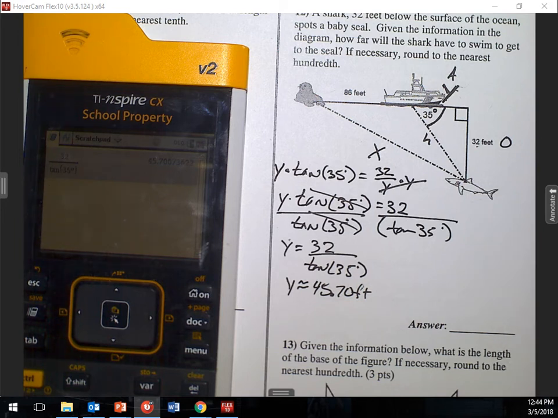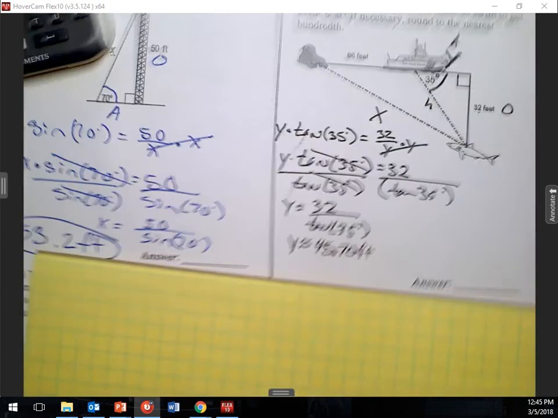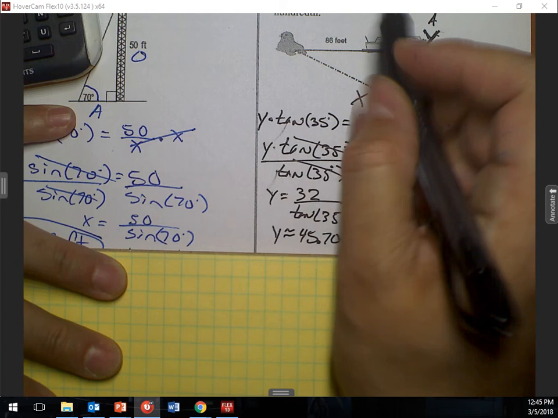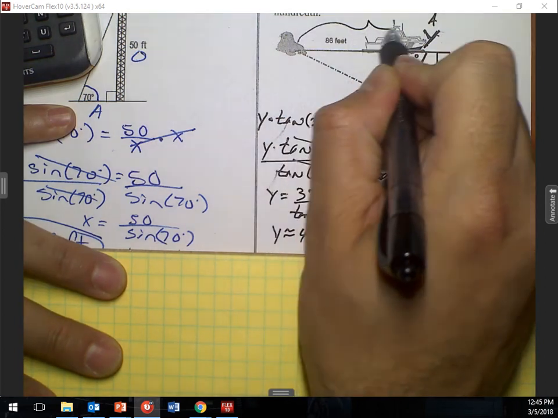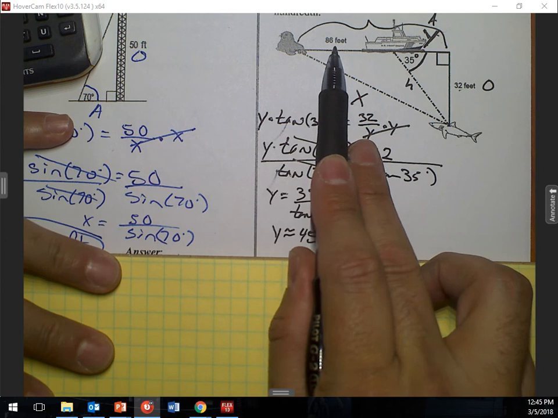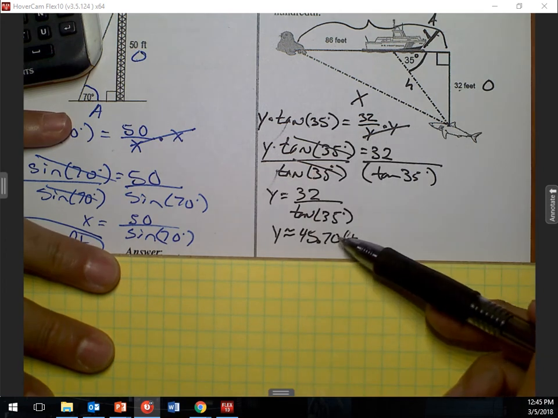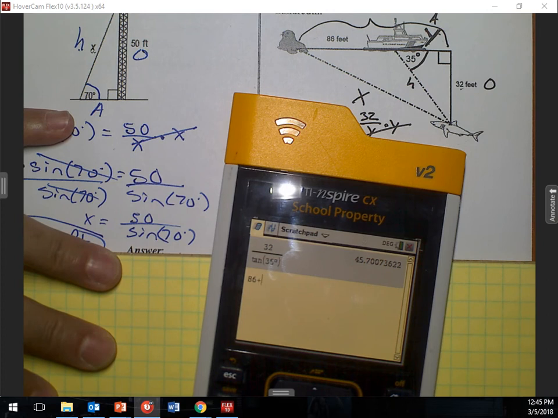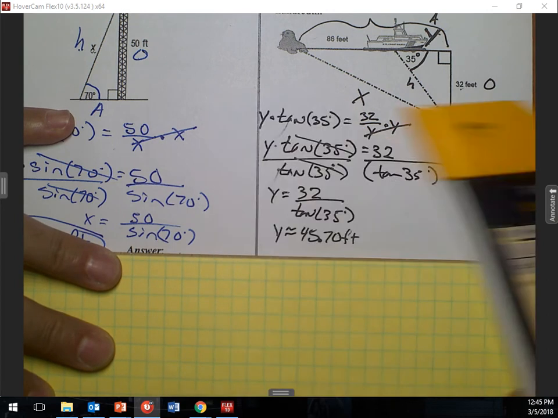Find scratch paper. I had another piece of scratch paper somewhere. Anyway, all right, so let's go ahead. So I'm going to use the Pythagorean theorem on this one. So what is this whole value on top going to be now? Isn't that going to be the 86 plus 45.7? Okay, let's figure that one out. So 86 plus 45.7, 131.7.